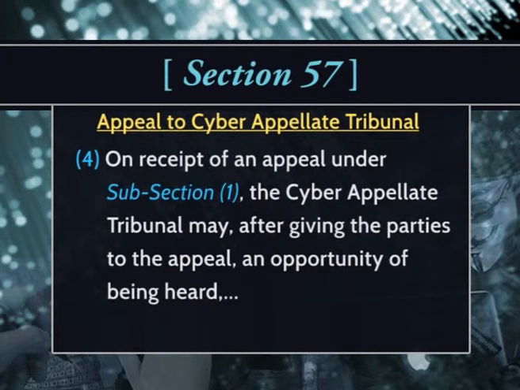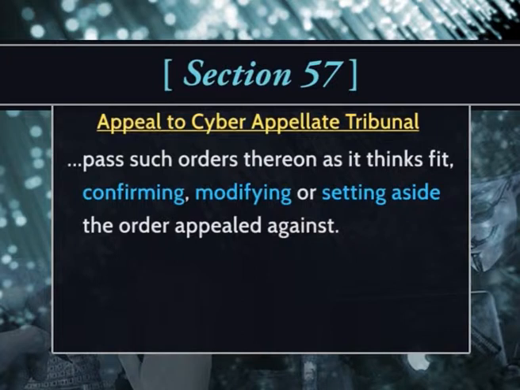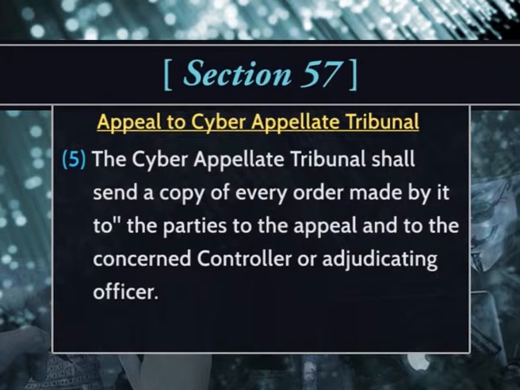Fourth clause says, on receipt of an appeal under subsection 1, the Cyber Appellate Tribunal may, after giving the parties to the appeal an opportunity of being heard, pass such orders thereon as it thinks fit, confirming, modifying or setting aside the order appealed against. Clause 5 explains the Cyber Appellate Tribunal shall send a copy of every order made by it to the parties to the appeal and to the concerned Controller or adjudicating officer.